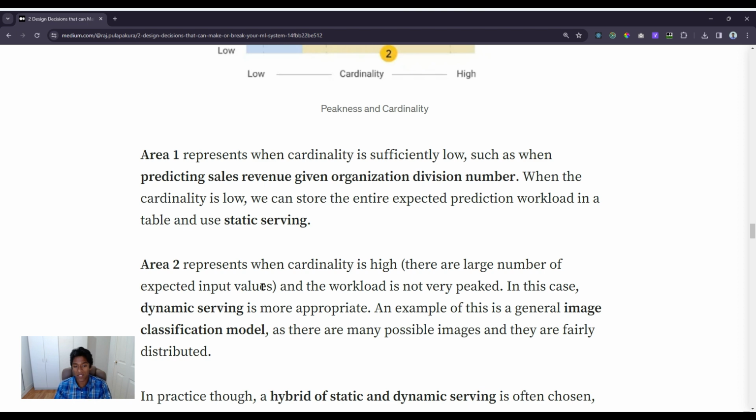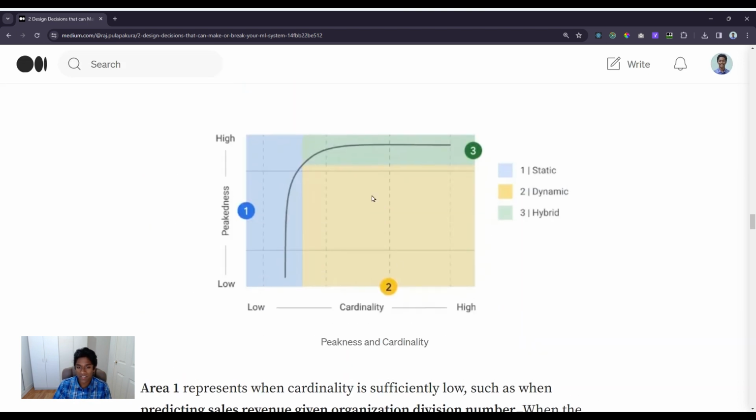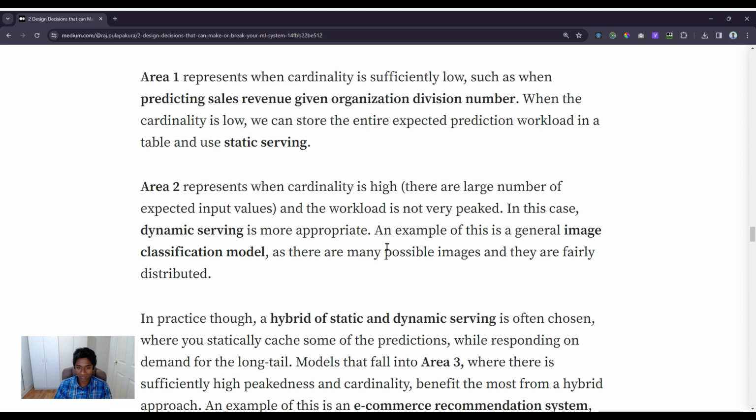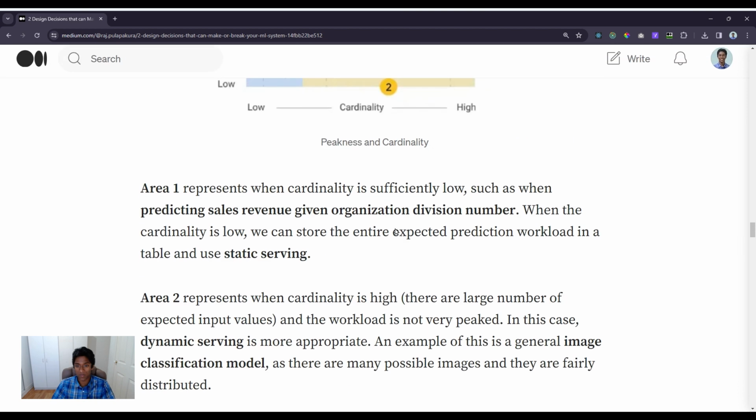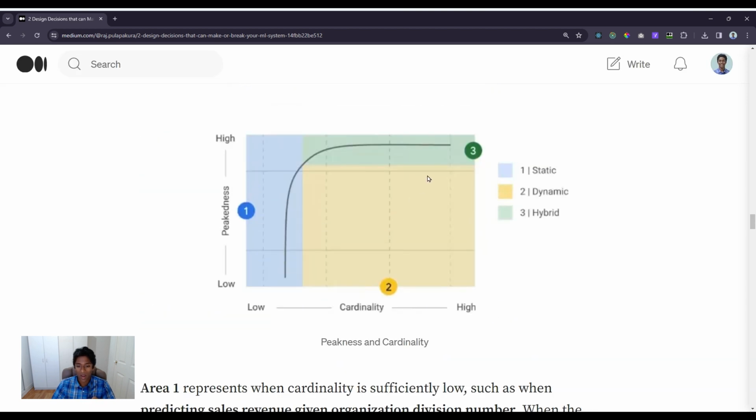Area 2 represents when cardinality is high and the workload is not very peaked. So that's this yellow region right here. An example of this is a general image classification model, as there are many possible images and they're fairly distributed. Now, in practice though, a hybrid of static and dynamic serving is often chosen. And for area 3, where the cardinality is high and the peakness is also high, we might want to opt for this hybrid approach.